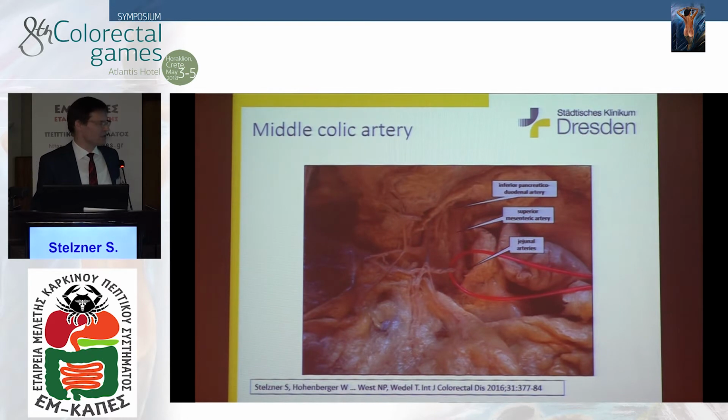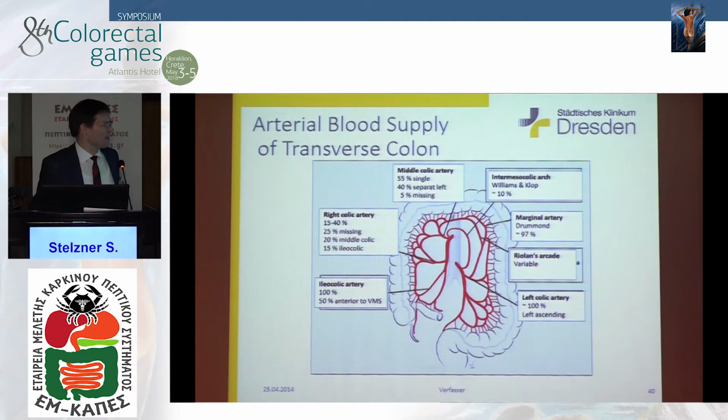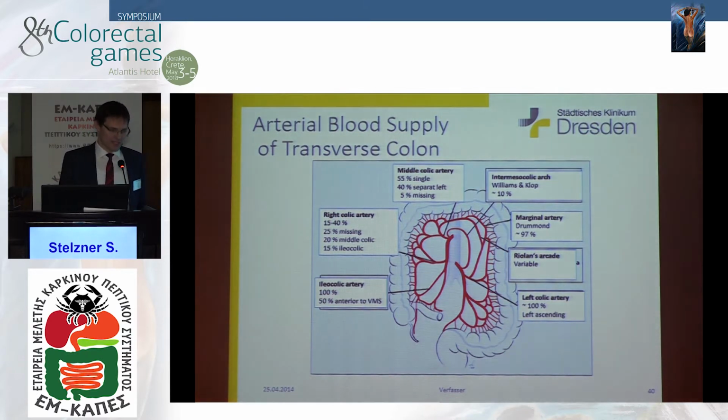So let's start with the artery. This is the situs when we can release the superior mesenteric artery with its branches, inferior pancreatic duodenal artery, jejunal arteries, and this is the first colonic artery that runs towards the transverse colon as the middle colic artery, and sometimes it gives off a right branch that represents the right colic artery. But there's a large variability in this area.